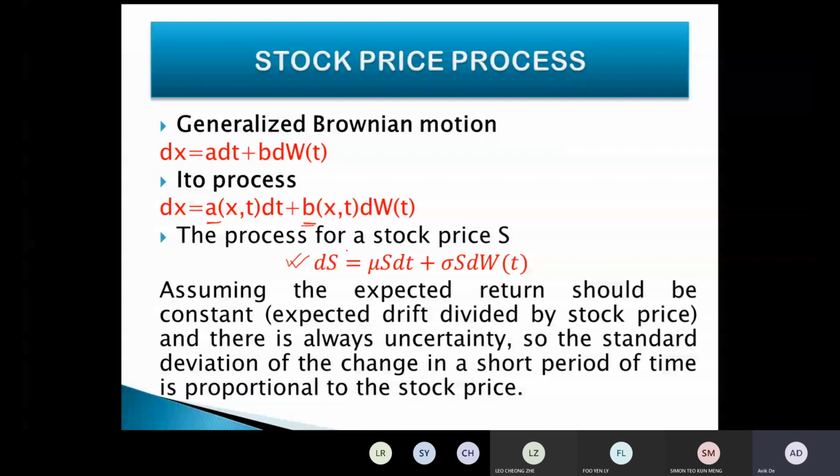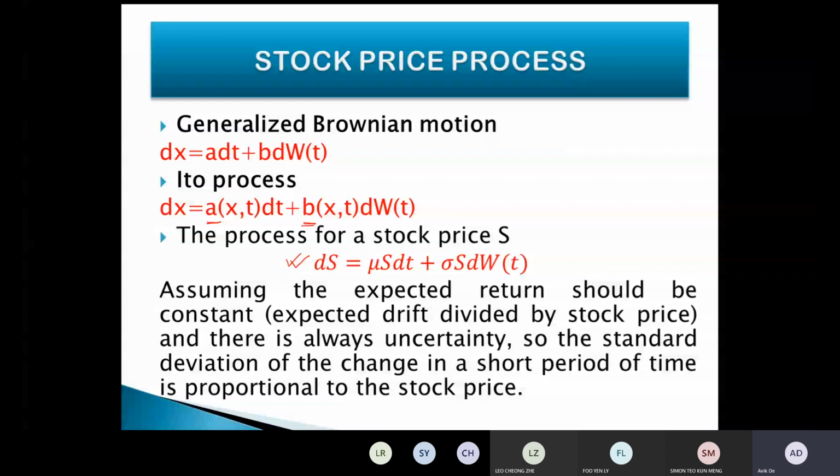So dS is mu S_t dt. If I write S_t here, it is mu S_t dt. I just write it in short. So we write dS, actually dS_t, which is a function of t. This one is also a function of t. So mu S_t dt plus sigma S_t dW_t.